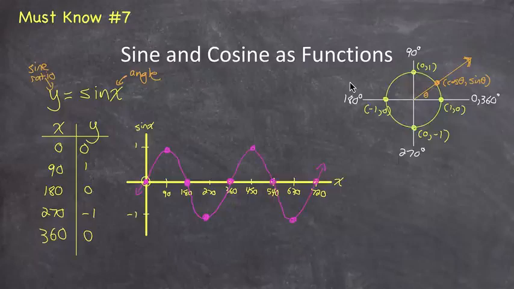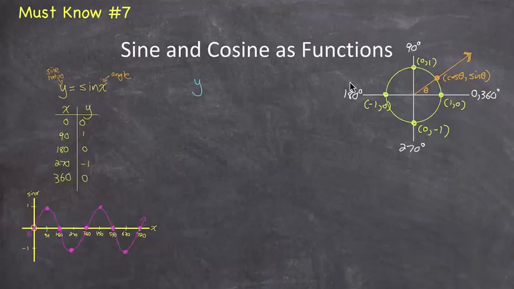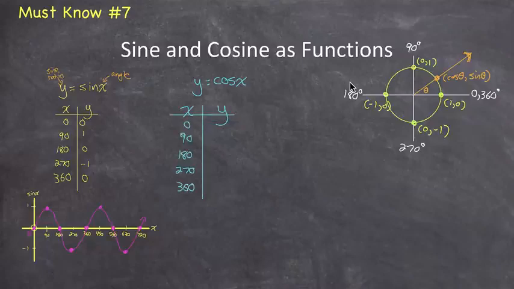Let me now show you what a cosine function looks like. So I'm just going to shrink this so I have room. Let's graph the function y equals cosine x, where the x value is the angle and the y value is the cosine ratio of that angle. I'll choose the same x values, and to get the y values, I can just look at the x coordinates as I rotate around the unit circle, since that's what the cosine ratio of the angle is equal to.